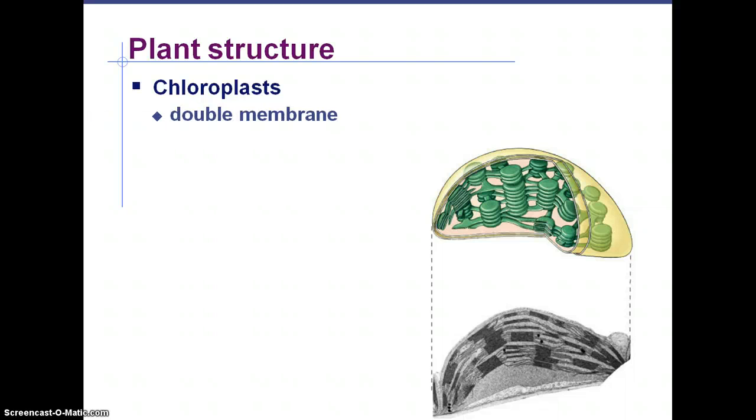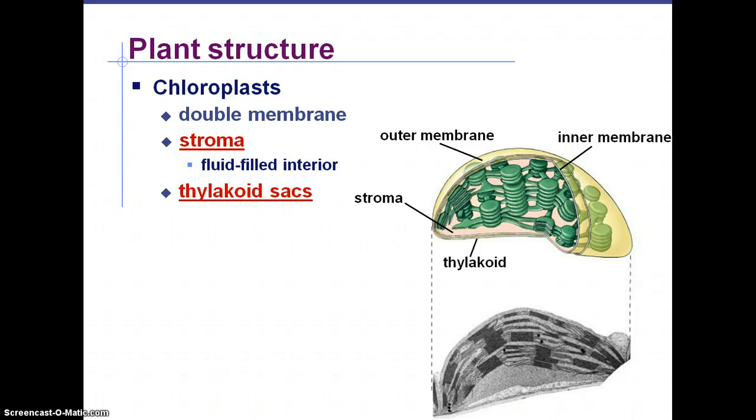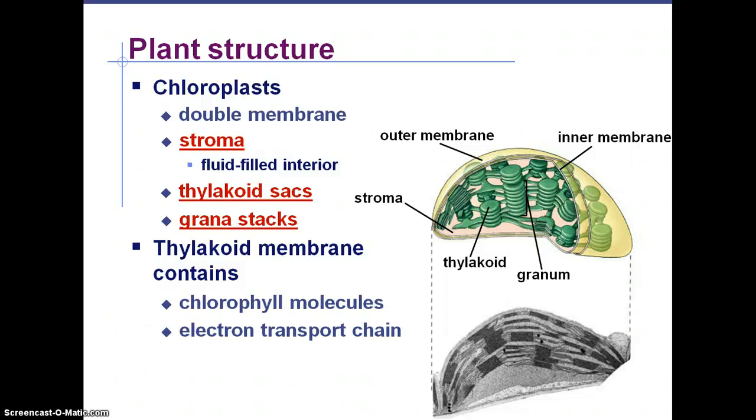If we look at the structure of the chloroplast a little bit more closely, you'll notice it has a double membrane. The stroma is going to be the fluid-filled interior. The thylakoids are the individual sacs. When they come together, we call them grana or granum. So a whole bunch of thylakoids together make up a granum. And the thylakoid membranes actually have a whole bunch of chlorophyll embedded, and this is where we have something called an electron transport chain and ATP synthase.